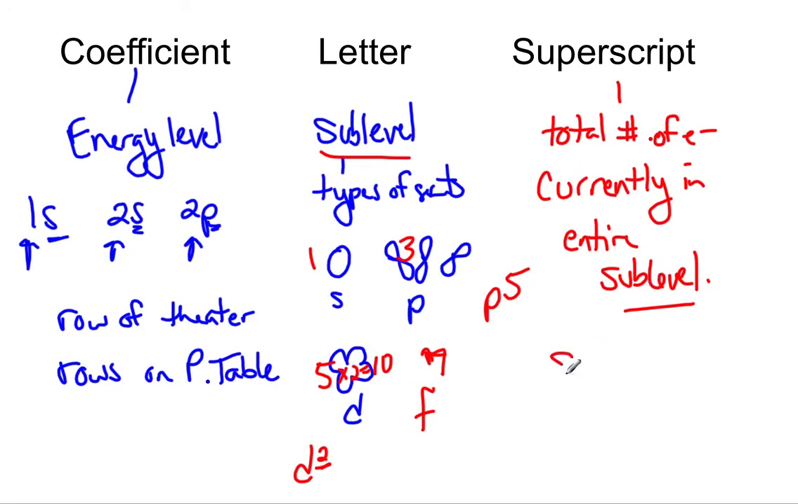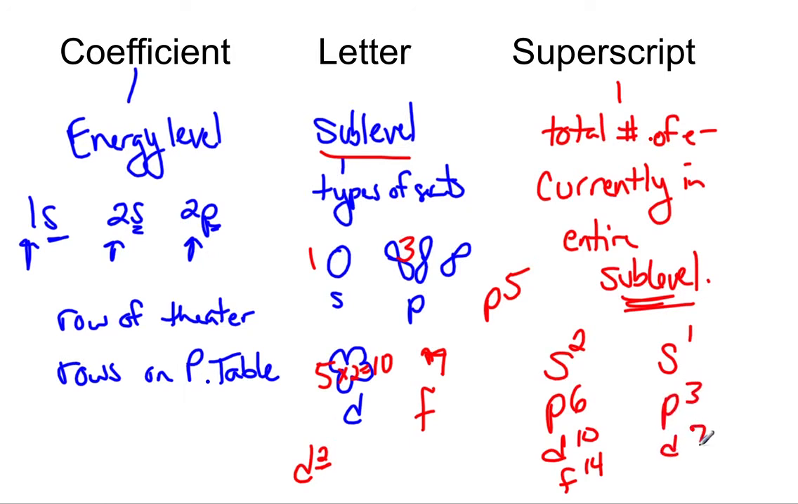Now, it might be filled. It might be s2, it might be p6, it might be d10, or it might be f14. You might have that sublevel entirely filled, or it might be partially filled. Maybe you have s1, or maybe you have p3, or d7, or f13. It's almost filled, but it's missing 1. So it might be partially filled, or it might be entirely filled. But the superscripts will tell you how many are in that entire sublevel. It doesn't tell us anything about orbitals. It just tells us all the electrons in that sublevel.